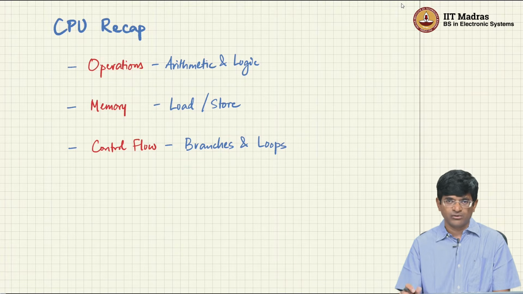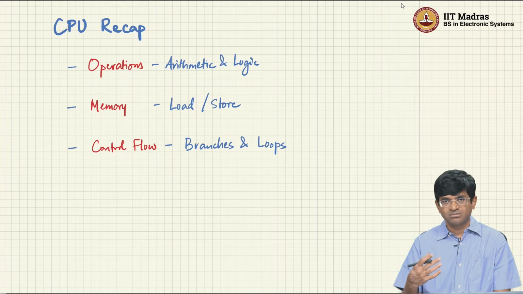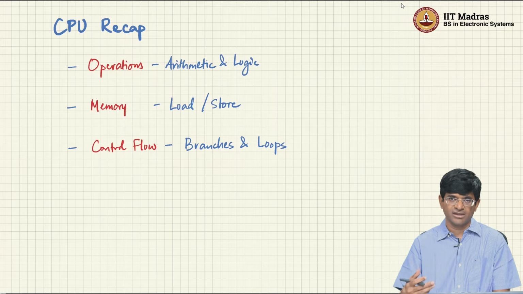And of course the third part of it was the control flow. The whole idea that we could change the flow of the sequence of instructions that we are following. So after performing a certain set of instructions, we could either go back and repeat the same in a loop, or we could simply jump to a new set of instructions and start executing them. So the control flow is the third crucial aspect that builds up the core of how the CPU works.